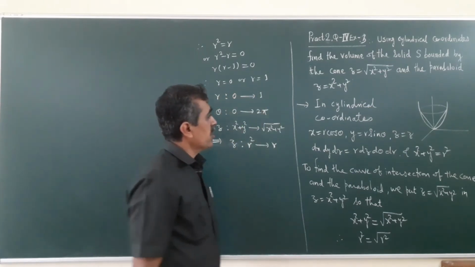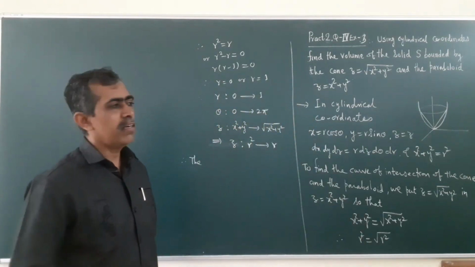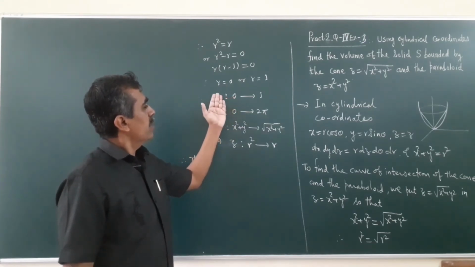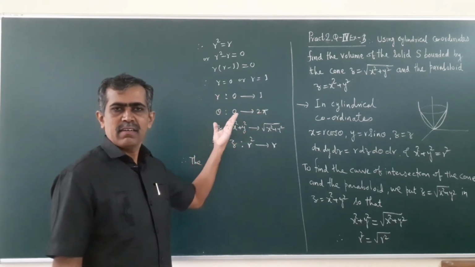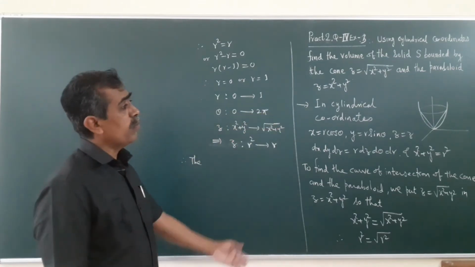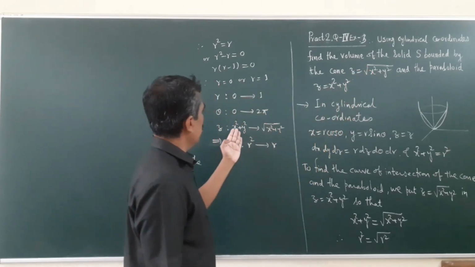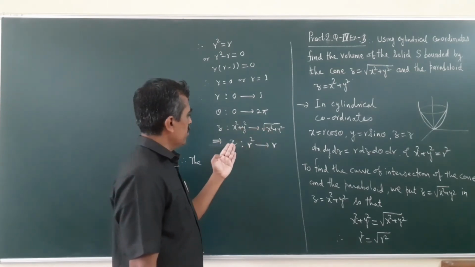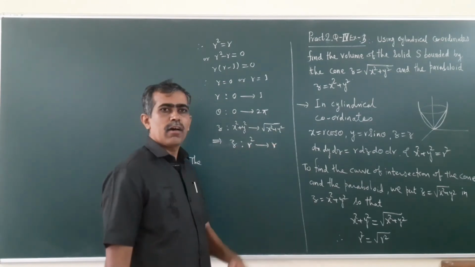So the cross section is a circle, its base is of circular shape, and it is a circle of radius 1. So r runs from 0 to 1, and since it is a circle, theta runs from 0 to 2 pi. Now, what are the limits of z? Z is bounded below by this and above by this, so z runs from r square to r.